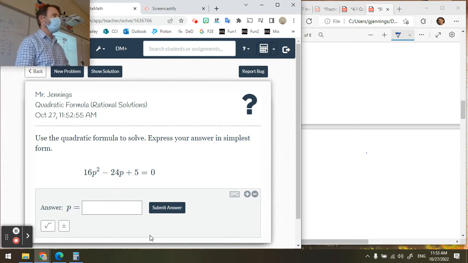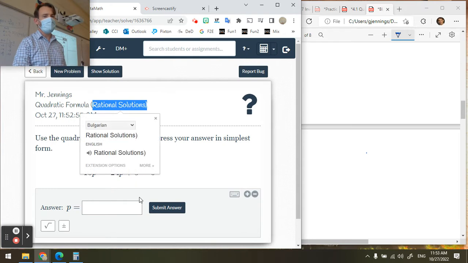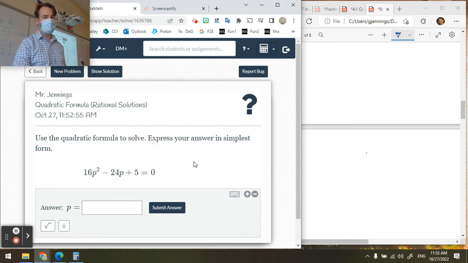Today we're looking at how we apply the quadratic formula to solve for different things. Now this one is telling me that a rational solution exists, which actually means this is factorable.